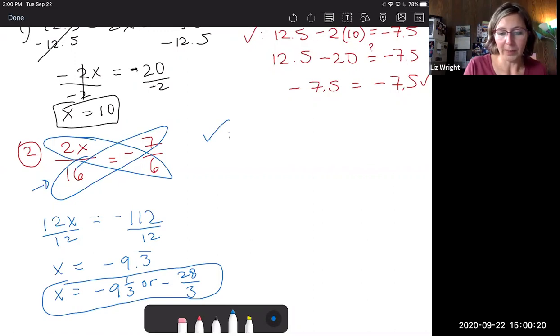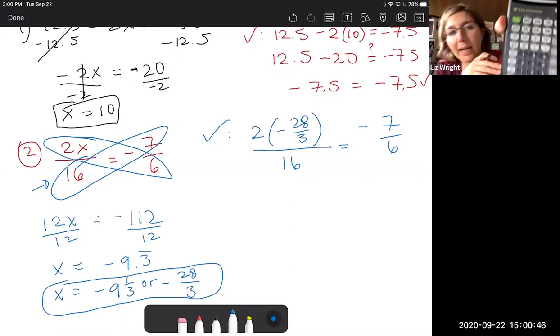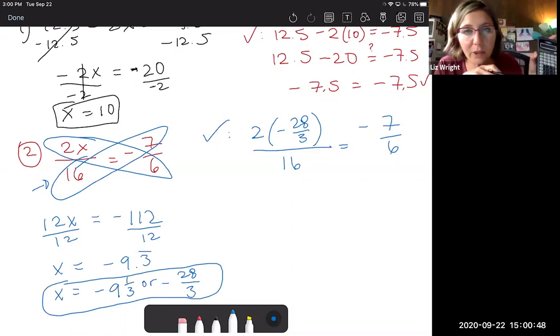So what we're going to do up here is have 2 times negative 28 over 3. So I'm plugging that in, all over 16 equals negative 7/6. So you can do it that way. In your calculator, I'm fine with you just doing some of this in your calculator. So you can do like these calculators that I have, which you're still more than welcome to come by and check out if you'd like.